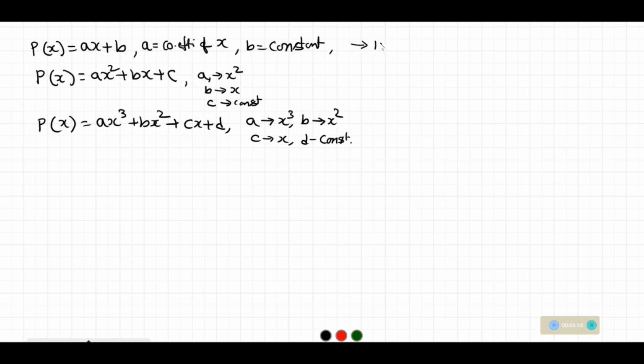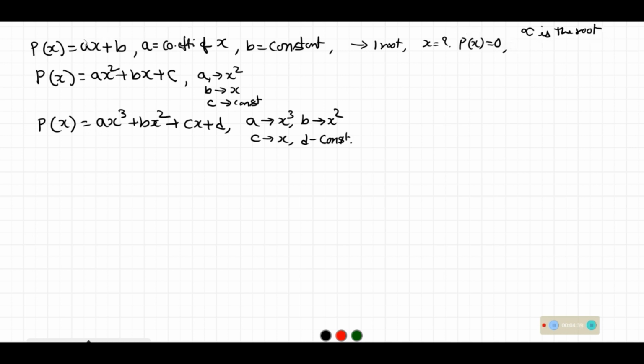Okay, so how many roots does the linear equation have? A linear equation has a maximum of one root. So what is the root? For what value of x, p of x becomes 0 is called the root, right? So let's take alpha as the root for this equation. This is a constant number and it is a root for this equation.